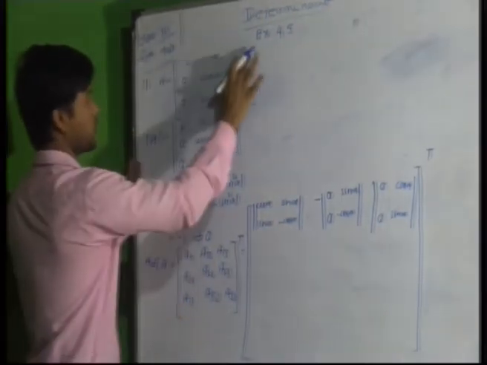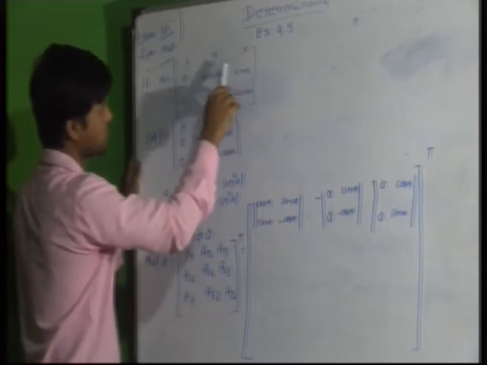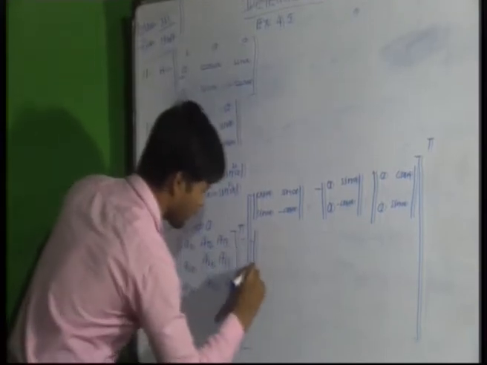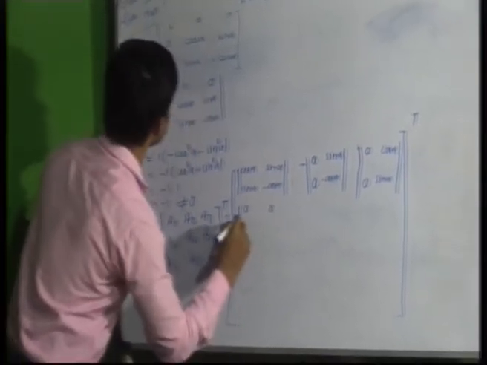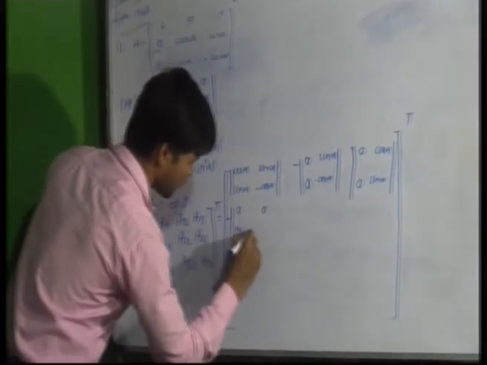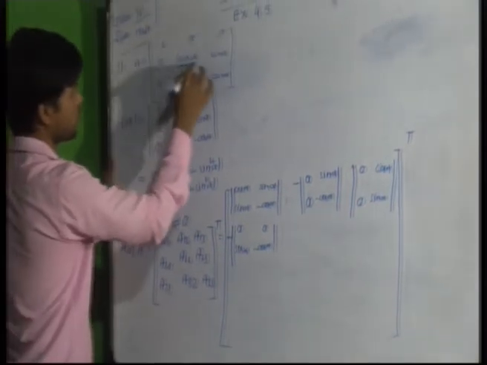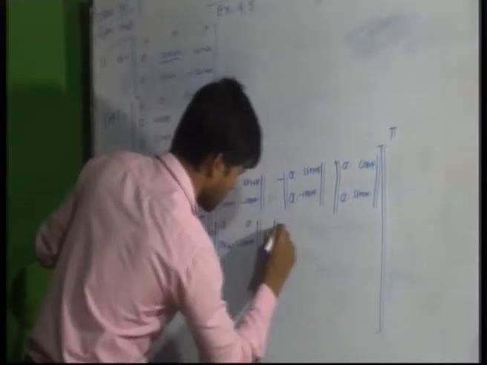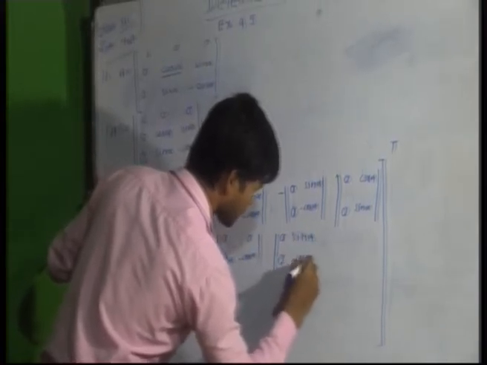Okay, now the cofactor corresponding to this element: cover this column and this row. So 0 0 0 sin alpha minus cos alpha. Now the cofactor corresponding to this element: cover this row and this column. So 0 sin alpha, 0 minus cos alpha.